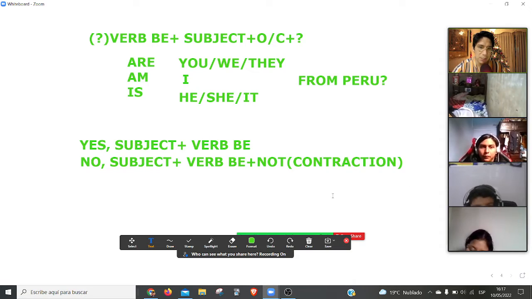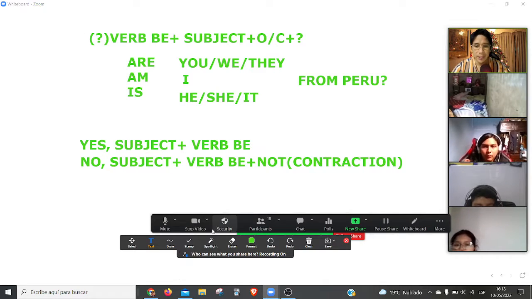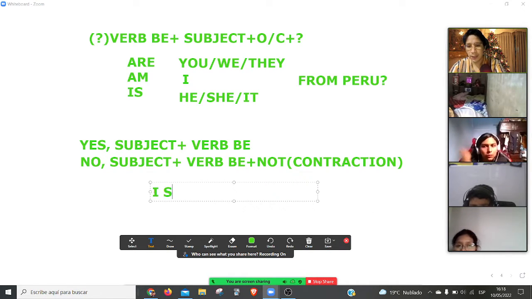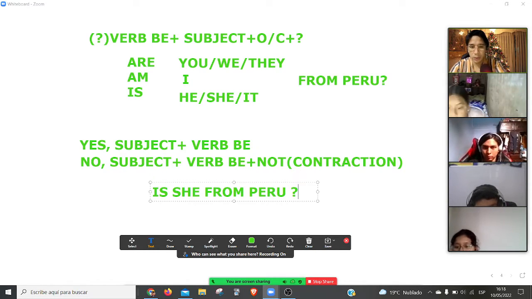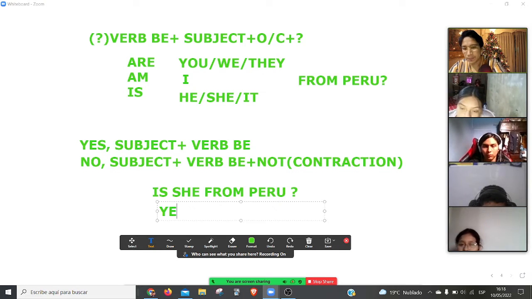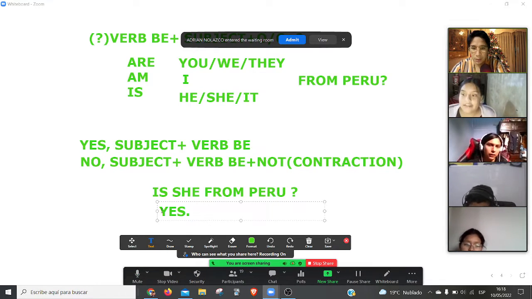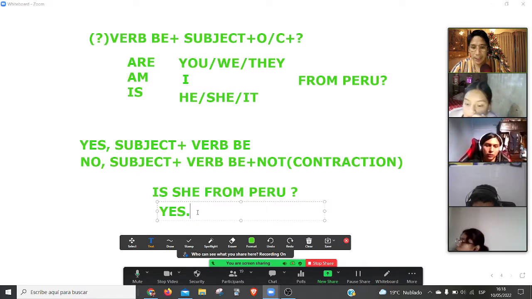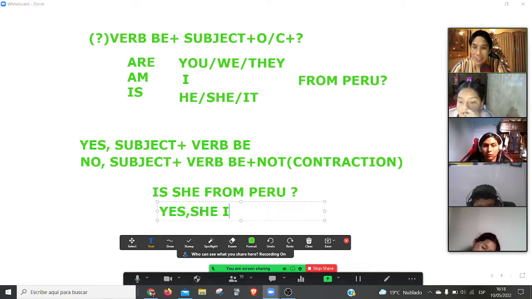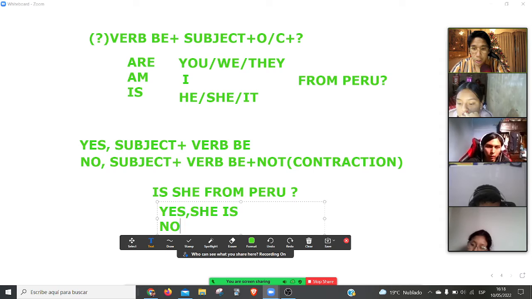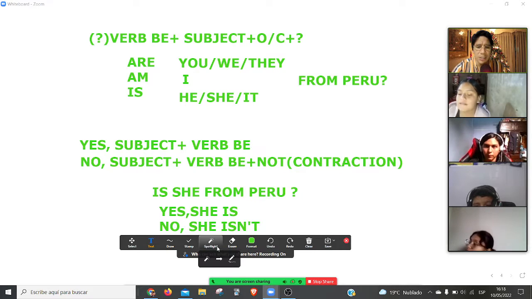Carlos, ¿qué pasa si escribo normal? ¿No pasa nada? No, no pasa nada. Pero ¿cuál es más común? Contraction. A ver, yo les voy a hacer la siguiente pregunta. Is she from Peru? ¿Cómo respondería que sí? Yes, she is. No, she isn't.